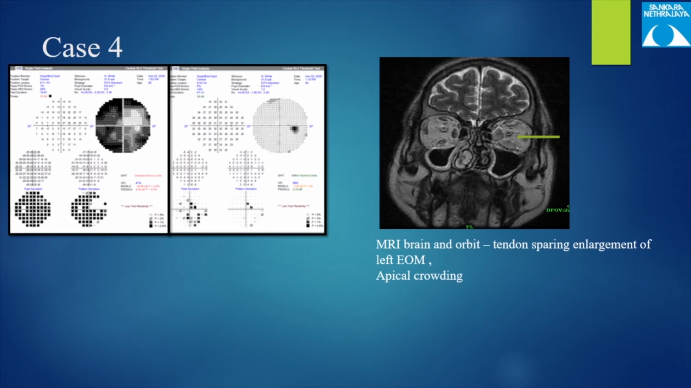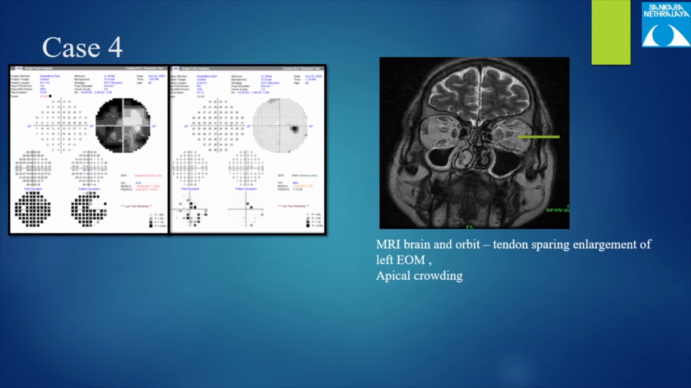At which orbital level would you assess the thickness of the extraocular muscles? What is normal? Where do you assess? Mid-orbit. Yes, you should always measure the thickness of the extraocular muscles at the mid-orbital level. So this patient had thickening of the extraocular muscles, with sparing of the tendons.